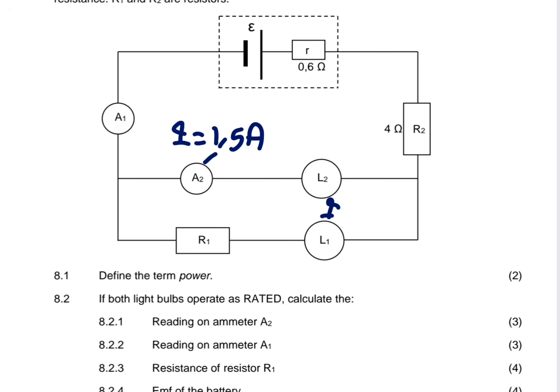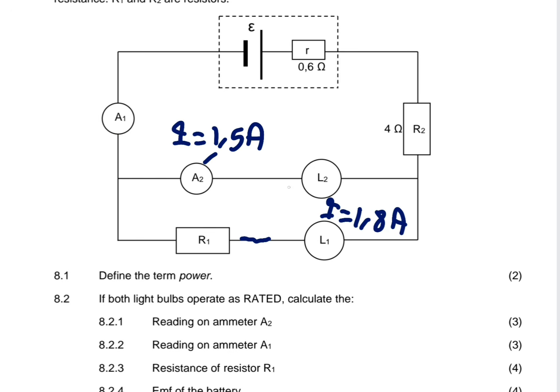The current flowing through L1 is what? 1,8 amperes, which is the same current also flowing through R1 because they're in series. And we know that if in series, they share the same current. So this is the current when it's split. When it is split, we have 1,8 this side and we have 1,5 this side.